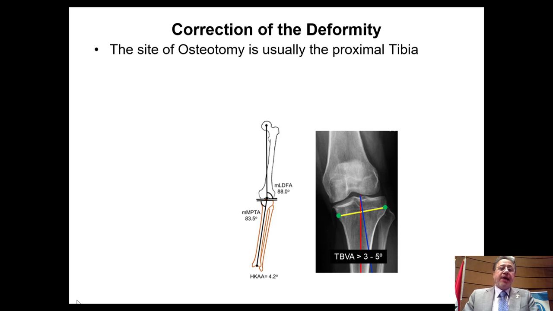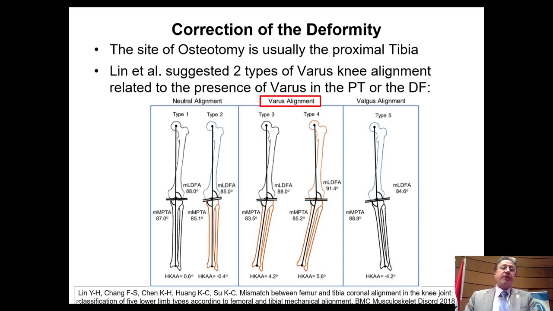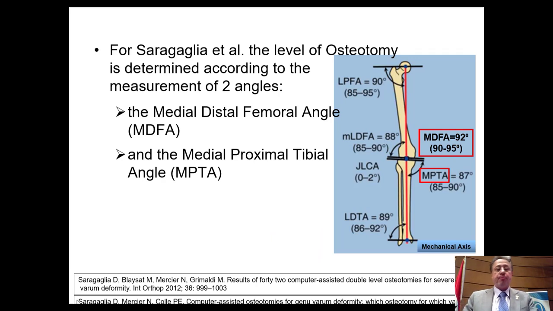Now, the site of the osteotomy is usually the proximal tibia, according to the most common cause of the deformity, which is a tibial bone varus angle of more than 3 to 5 degrees. However, Lin et al. suggested two types of varus malalignment according to the presence of the varus in the proximal tibia or in the distal femur. Now, for Saragaglia, who is a close friend of mine, the level of osteotomy is determined according to the measurement of the two angles, the medial distal femoral angle and the medial proximal tibial angle.